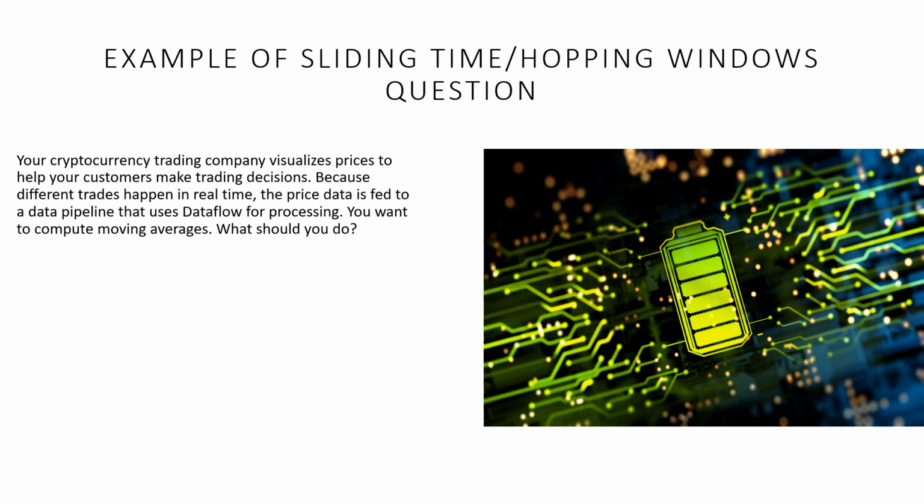Here we have an example of a sliding time or hopping windows question for the exam. Your cryptocurrency trading company visualizes prices to help your customers make trading decisions. Because different trades happen in real time, the price data is fed to a data pipeline that uses Dataflow for processing. You want to compute moving averages. What should you do? Well, we just talked about that in the last slide, that sliding or hopping windows is what you would use to compute running averages. So that's the answer.